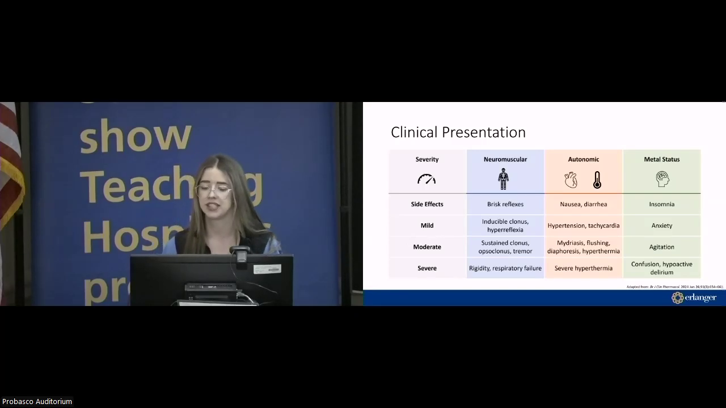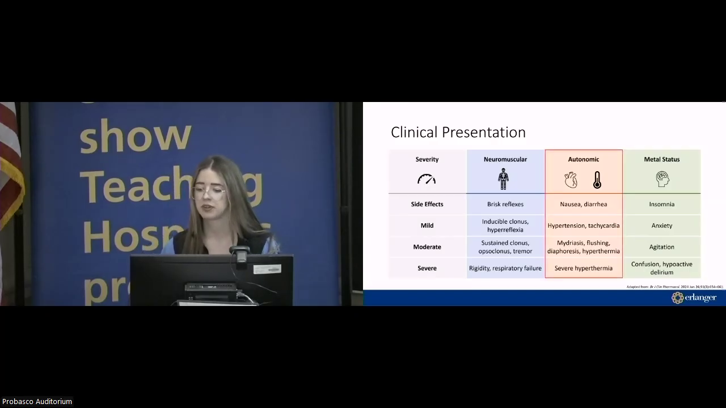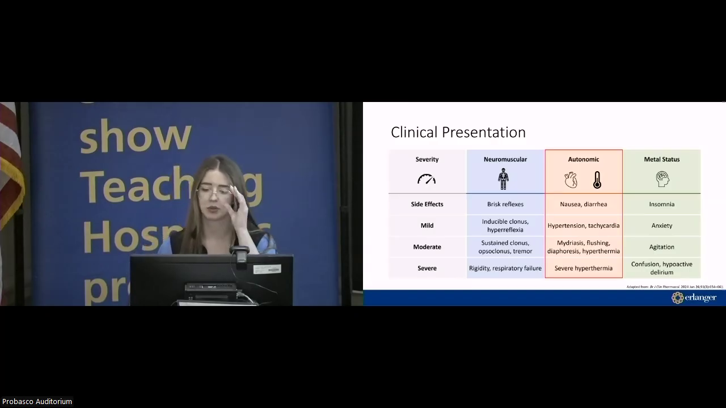Serotonin syndrome is best remembered as a triad of neuromuscular hyperactivity, autonomic instability, and mental status changes, with severity ranging from mild to life-threatening. Neuromuscular hyperactivity is seen with brisk reflexes and inducible clonus in mild cases, progressing to sustained clonus and tremor, and ultimately rigidity and respiratory failure in severe toxicity.